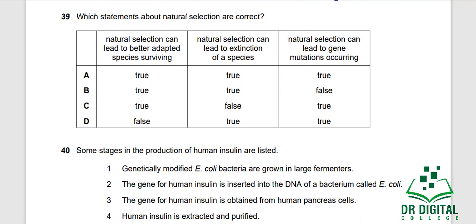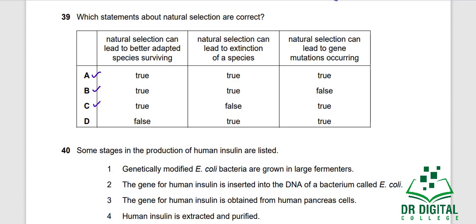In question 39, which statements about natural selection are correct? Natural selection can lead to better adapted species surviving. Yes, this is true. So A could be true, B could be true, C could be true, D is wrong because this is saying it's not true. False. Natural selection can lead to extinction of the species. No, natural selection cannot lead to extinction of the species.